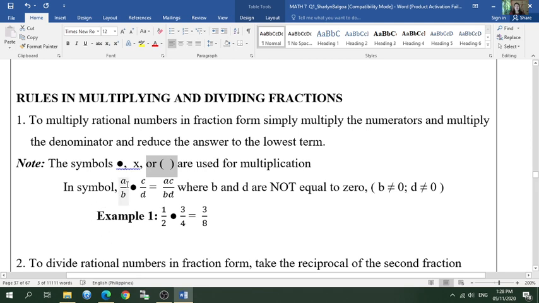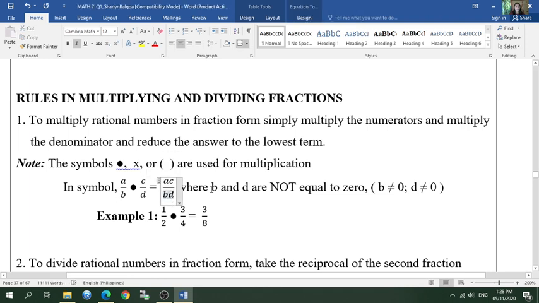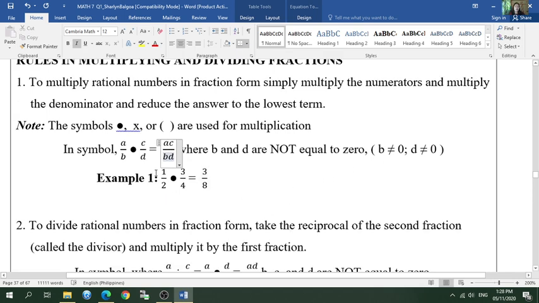So in symbol, A over B times C over D, that is A times C, so we have AC over B times D, where B and D are not equal to 0. Okay? Example tayo, 1/2 times 3/4. 1 times 3, so 3. 2 times 4 is 8. So your product is 3/8.